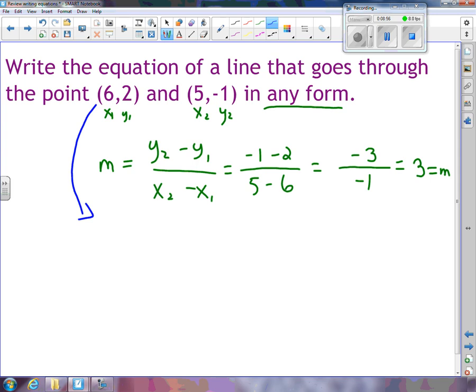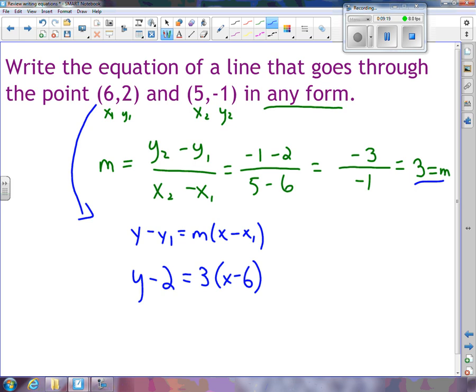So now, according to point-slope form, I'm just going to plug everything in. So y minus, my y1 is the y value of the point I was given, which is 2. Then the m here is 3, what I found up here. And I have x minus x1, which was the x value of the point that I'm going to use. So now I have the equation of the line in point-slope form.